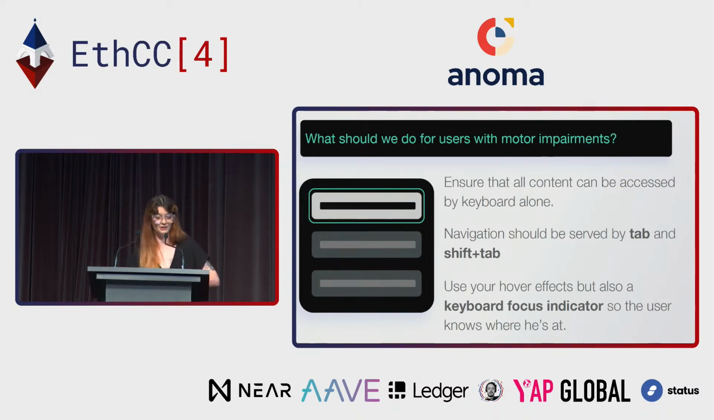So what can we do for people who have motor and dexterity impairments? Well, we need to make sure that all of the content is accessible by keyboard only, which means they can use the Shift and Tab keys, and also for inputs, space and enter. So they basically can work their way only by the keyboard. But also we need to use hover effects and keyboard focus indicators for the users. This works in a way like a visual breadcrumb.